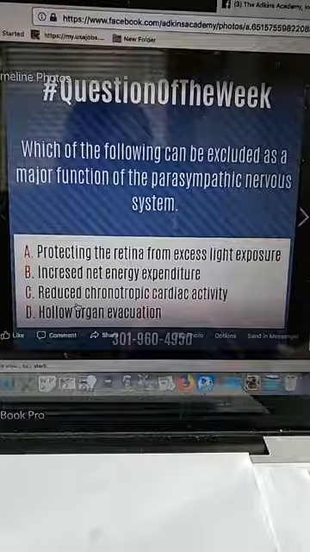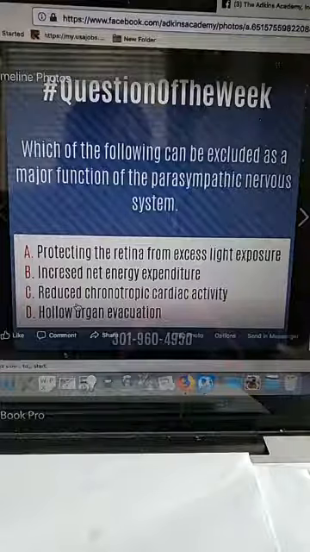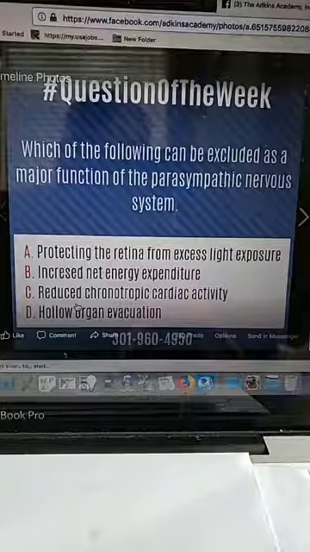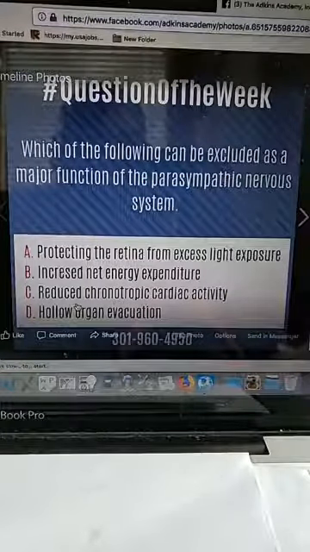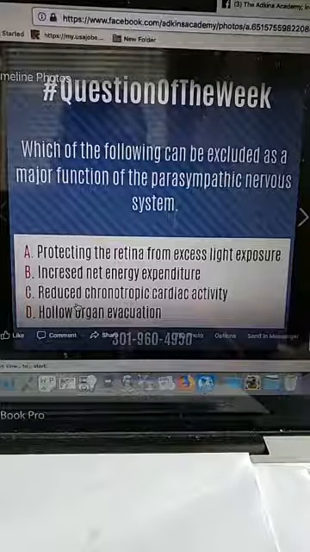And so that's going to be the excluded one, right? Which of the following can be excluded as a major function of the parasympathetic nervous system? Certainly going to be that increased net energy expenditure. So that's where we get into the sympathetic nervous system, where there's going to be an increased net energy expenditure.